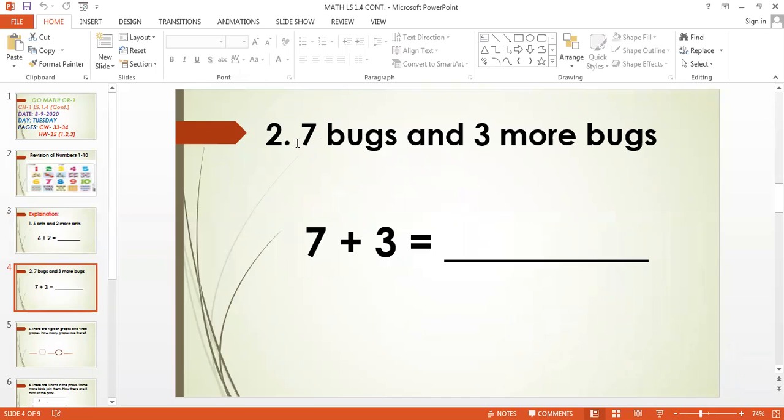Now, again you have 7 bugs and 3 more bugs. So what do you have here? 7 bugs and 3 more bugs. So circle number 7 and 3. So you have your 7 plus 3 equal to, you have to find the answer now. So how are we going to do it?